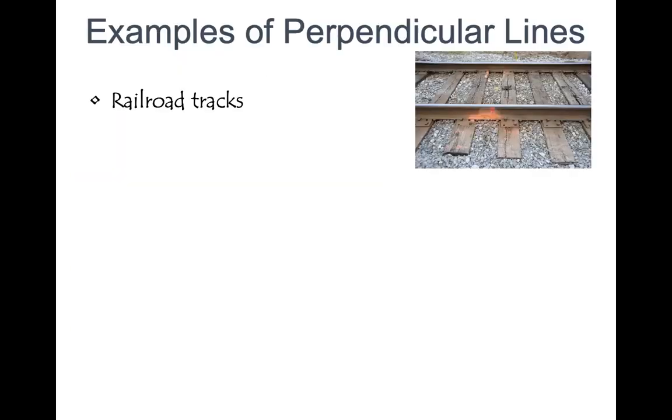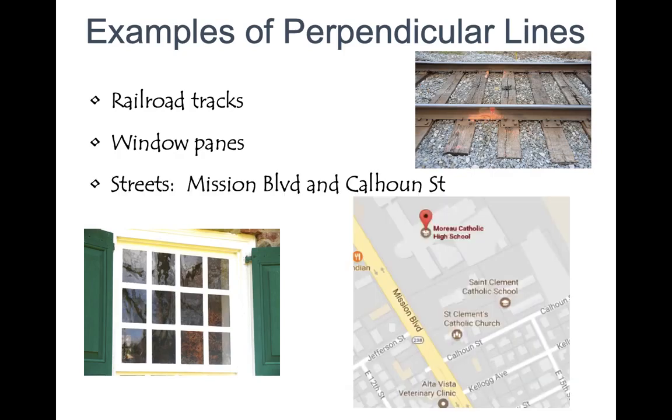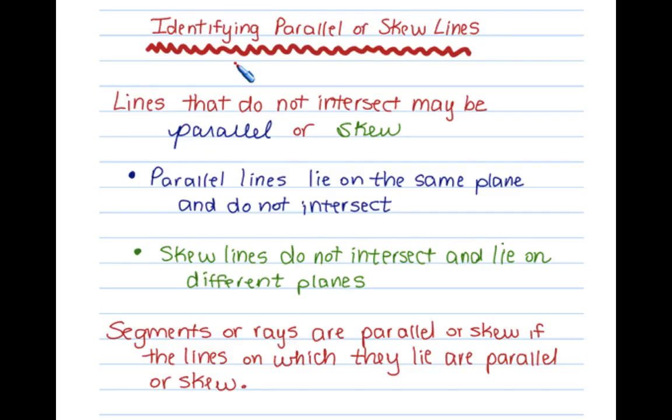So again, perpendicular lines, you guys seen like railroad tracks. The tracks themselves are parallel. Those cross beams are perpendicular to the tracks. Window panes, you've got horizontal ones and vertical ones. The horizontal ones and vertical ones are perpendicular. And streets, so for example, Mission Boulevard and Calhoun right near us, those meet at right angles, so those are perpendicular streets.